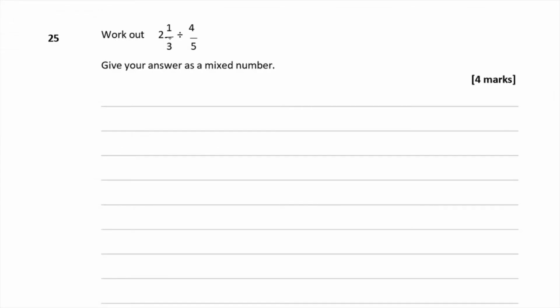Question 25. Work out 2 1/3 divided by 4/5. Give your answer as a mixed number. Okay. So I've got to do some fraction division here. Now my first number is a mixed number already, isn't it? That's not so handy for doing division. What I'm going to do first is convert it into an improper fraction. So if I've got 2 whole ones and each whole one is divided into 3 pieces, then 2 times 3 is 6. There's 6 pieces in those 2 whole ones. Plus I've got another third, so adding on 1 to 6, that makes 7 thirds altogether, doesn't it?